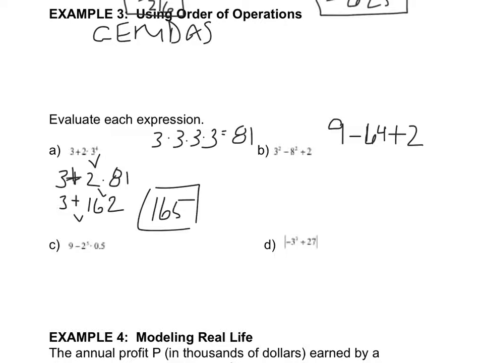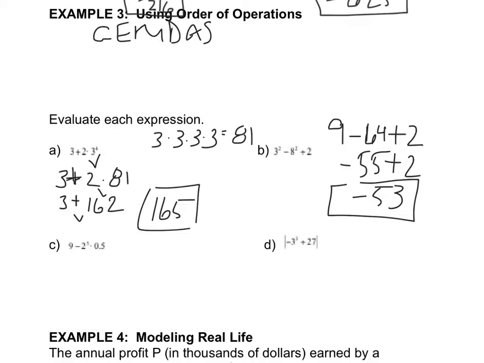Okay, then I move on to the next. Well, I see addition and subtraction, but remember, we would be doing subtraction first in this case, because if you have them both, you focus on left to right. Okay, so 9 minus 64. 9 minus 64 is going to give me negative 55. Oh, yikes, that's not a good answer. It should be a negative 55. And then I can add 2 to that to get negative 53.